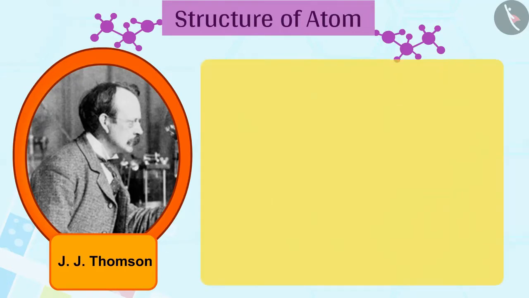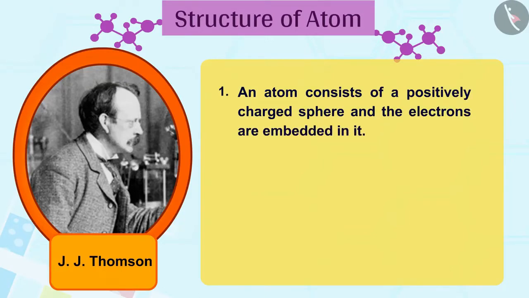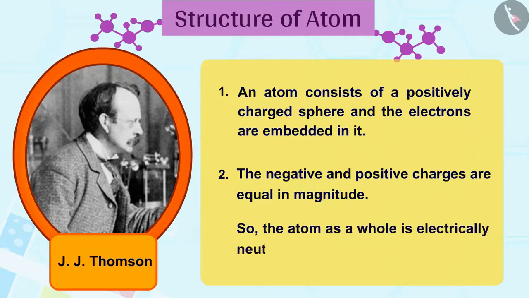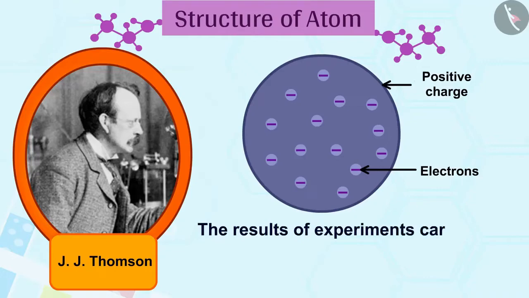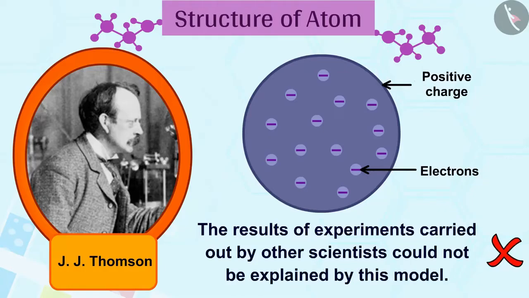Thomson proposed that 1. An atom consists of a positively charged sphere and the electrons are embedded in it. 2. The negative and positive charges are equal in magnitude, so the atom as a whole is electrically neutral. Although Thomson's model explained that atoms are electrically neutral, the results of experiments carried out by other scientists could not be explained by this model.